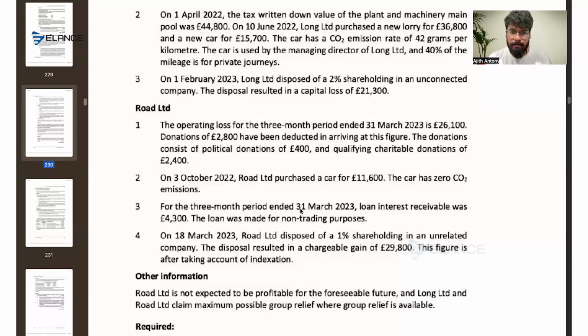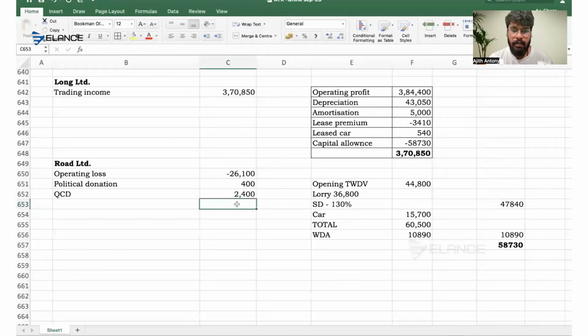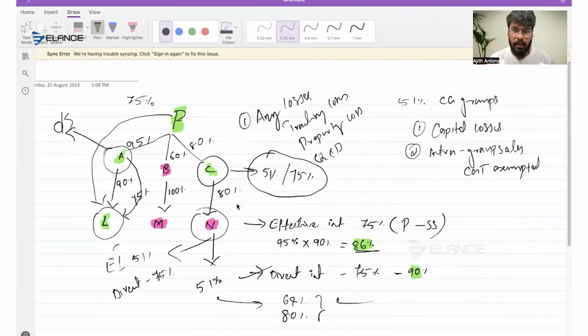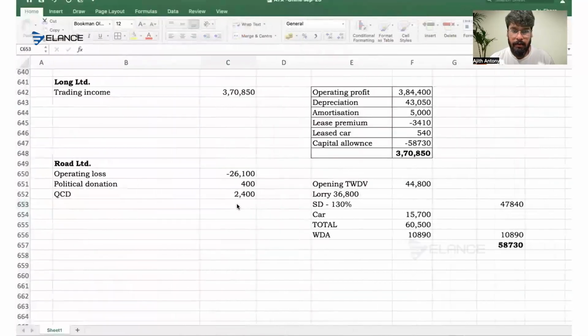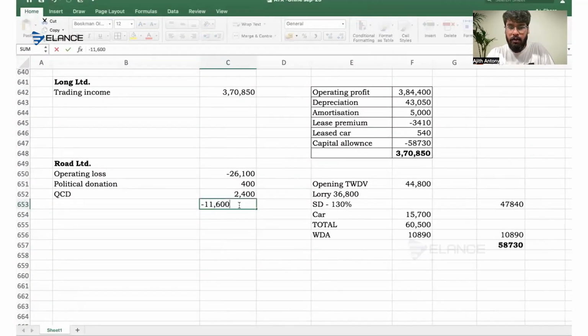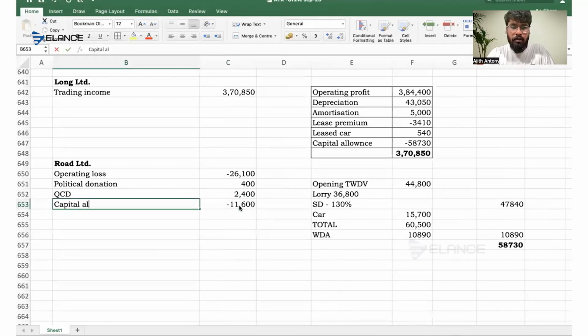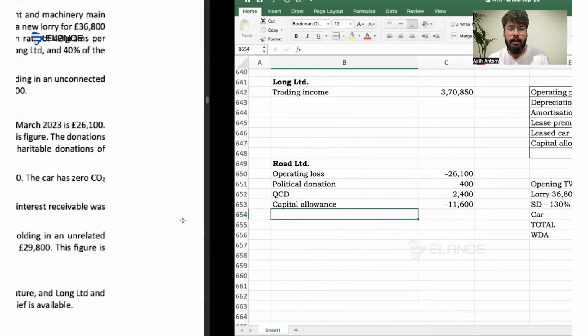they'll get, it's a 0 CO2 emission car, so it will get first year allowance. Okay, the car will get first year allowance. So directly we can deduct this car's amount as first year allowance. The car's price is 11,600, so we can directly deduct that as capital allowance. Okay, we don't need to make that big pro forma to find out the capital allowance. It is the only asset, so we can directly deduct the capital allowance.